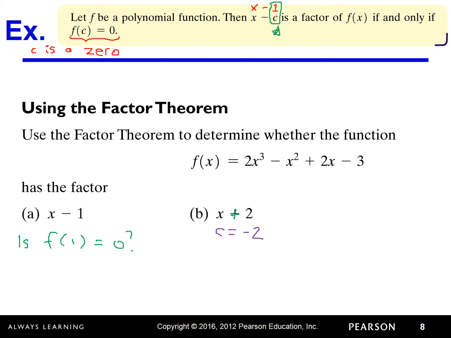Well, let us determine whether these things are the case. Whether x minus 1 is a factor of this polynomial function f of x, and also part B, whether x plus 2 is a factor. Well, to determine whether x minus 1 is a factor, we will just see whether f of 1 would be 0, and then that'll tell us yes or no the answer to part A.